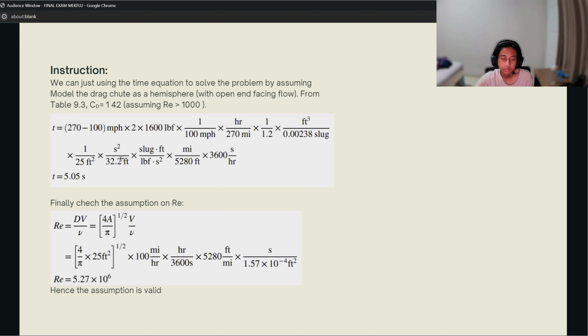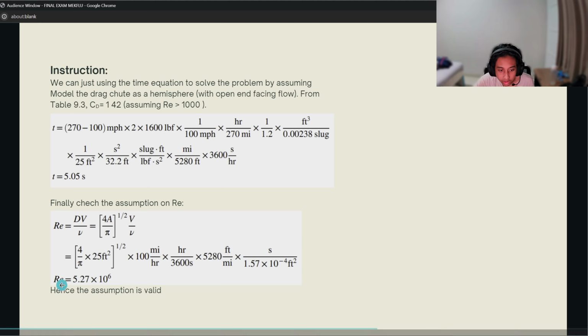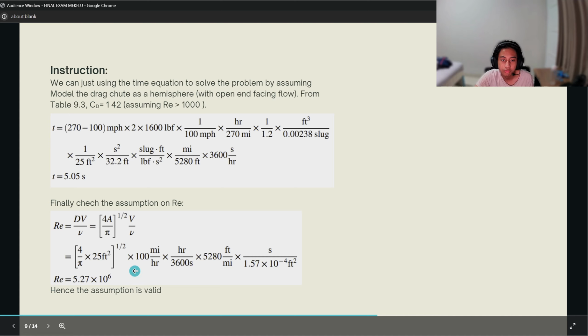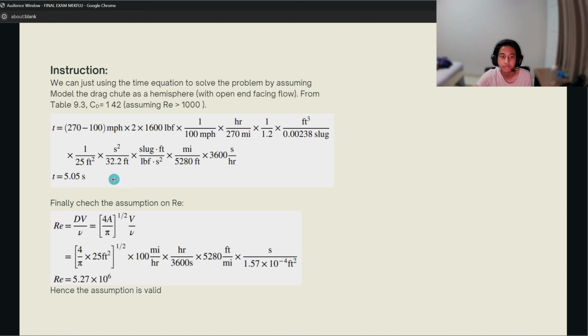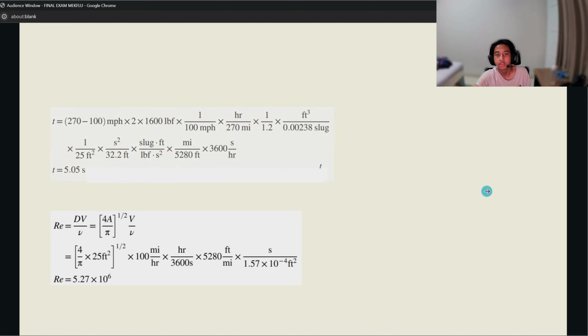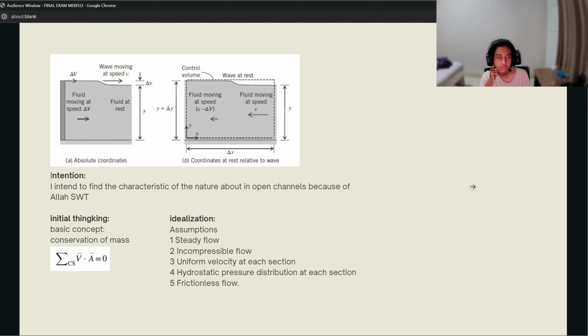Finally, we can check the assumption of Re. It must be more than 1000. So we input the Reynolds number, and we got the Reynolds number is above 1000. So the assumption is valid. So the answer is correct, the time is 5 seconds. So next we move on to the next question.